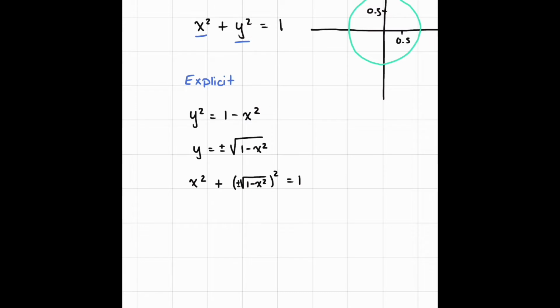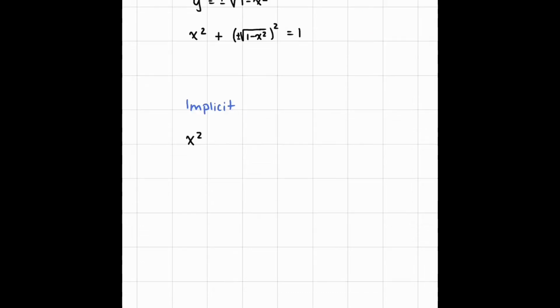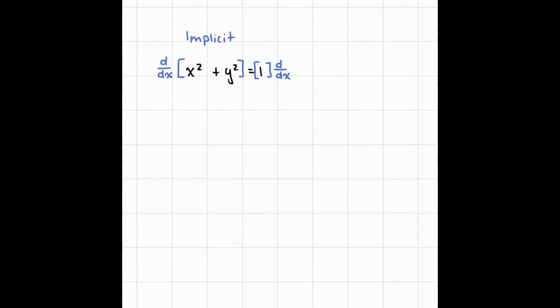But let's look at the implicit way of solving this problem. So we have our equation for a circle, and what you want to do is take the derivative of both sides, or take the derivative of all of the terms in this equation. So let's use the summation rule and take the derivative of all the terms here. So we can see that on the right-hand side of the equation, the derivative of 1, that's pretty easy to solve. That's just going to give us 0.